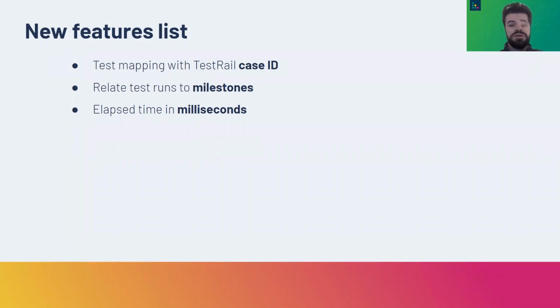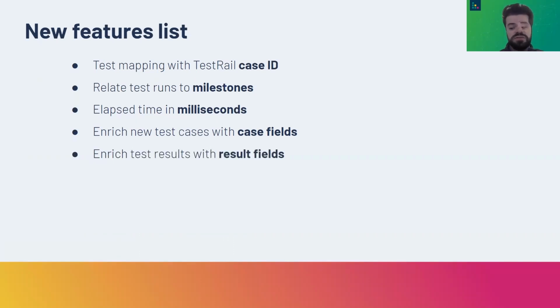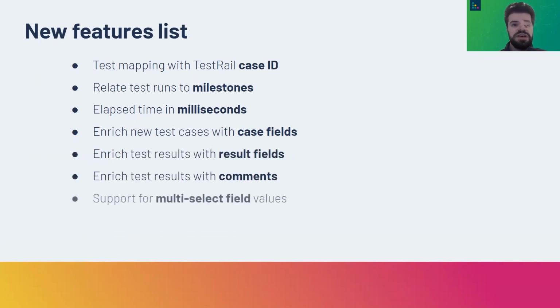So we were only supporting above 1 second, because these milliseconds are only supported from version 5.5, if it's not failing me, 5.5 of TestRail. So if you have a version above that one, you can now have time in milliseconds. I'll show you how in a few moments. You can also enrich your new test cases with the data in case fields, custom fields, etc. You can enrich your test results with result fields, with comments, and also attachments, for whoever doesn't know that.